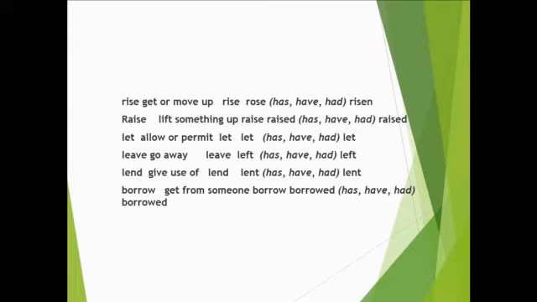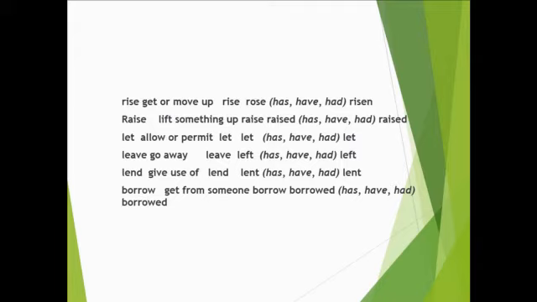Raise: when you lift something up, when you put effort into making something go up, we say that you raise. In the present it will be raise, past raised, and past participle with has, have, had, raised.